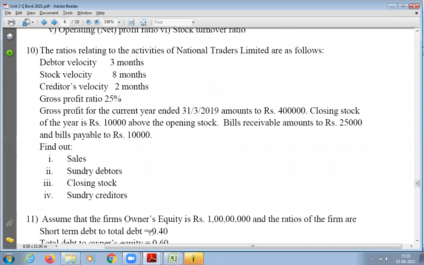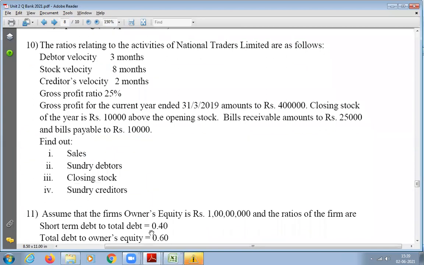Debtors. So any idea how to calculate debtors? He has given us debtor velocity is 3 months. What do you mean by debtor velocity? Have we thought about that? Because the question bank was with you for many days. Have any of you gone through and found out what is debtor velocity? Average collection period. Yeah, it is nothing but average collection period.